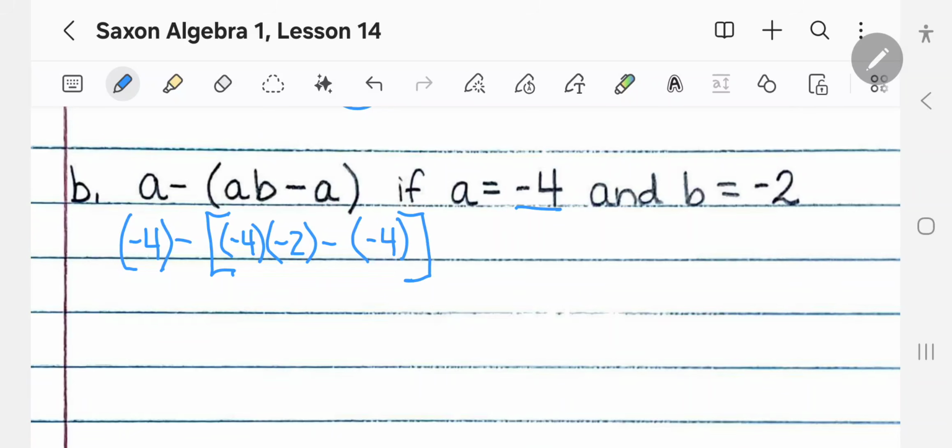Now in my grouping symbols, I can see here, symbols of inclusion, I can do that. There's a multiplication. 4 times 2 is 8. And it's 2 negatives, so that's going to be positive. I'm going to copy down everything else.